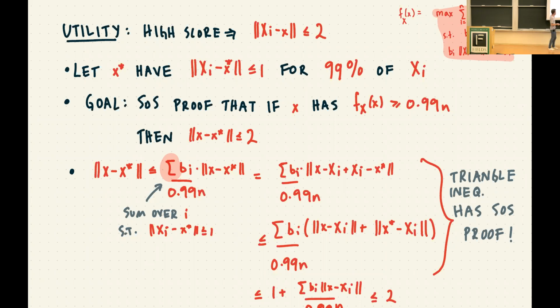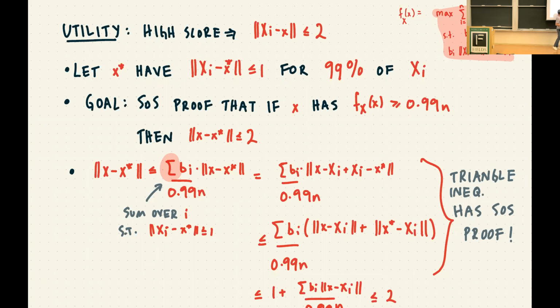I'm going to sum over all those points, and I'm going to look at the summation of these indicator variables, b_i's, divided by the total score. So this is some number bigger than or equal to 1. So this is a true inequality. I just replaced 1 here with this ratio.